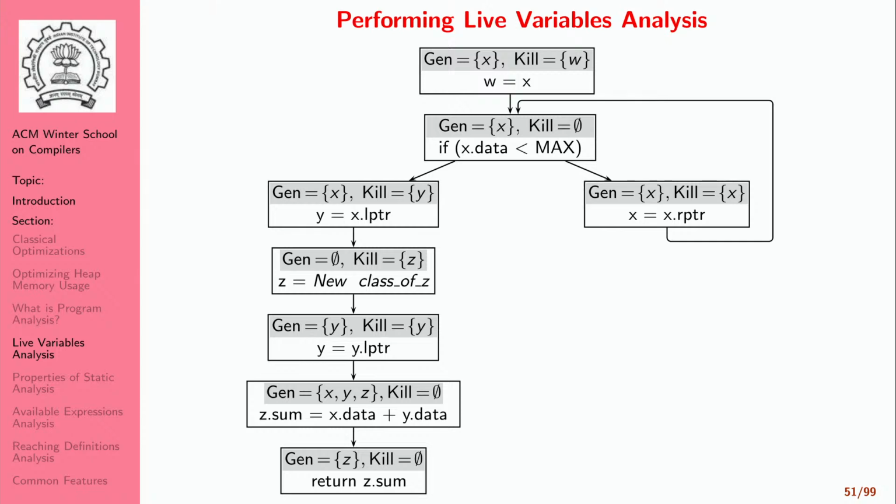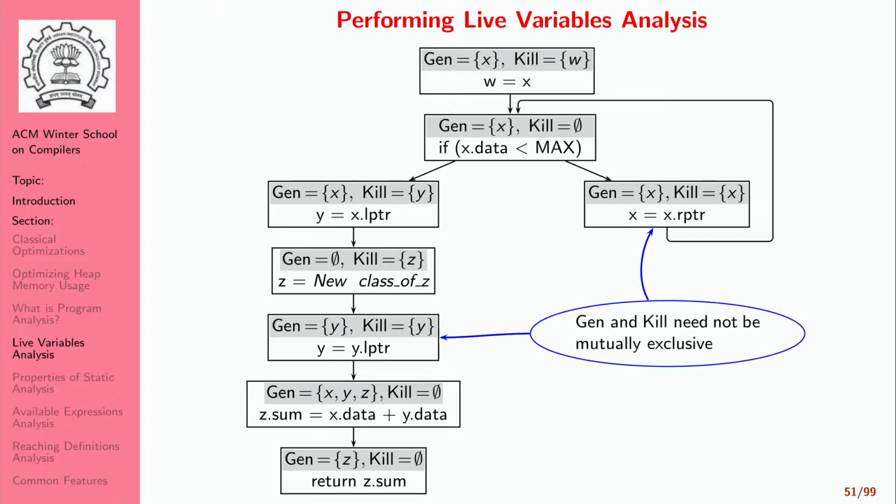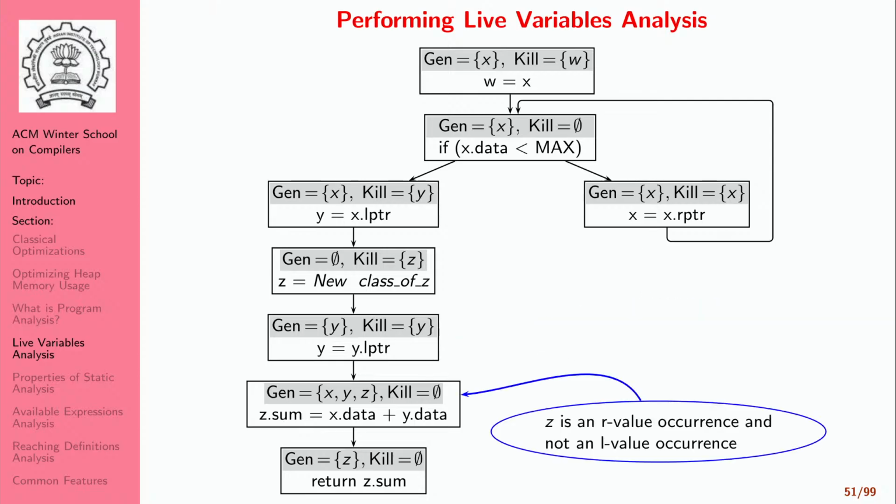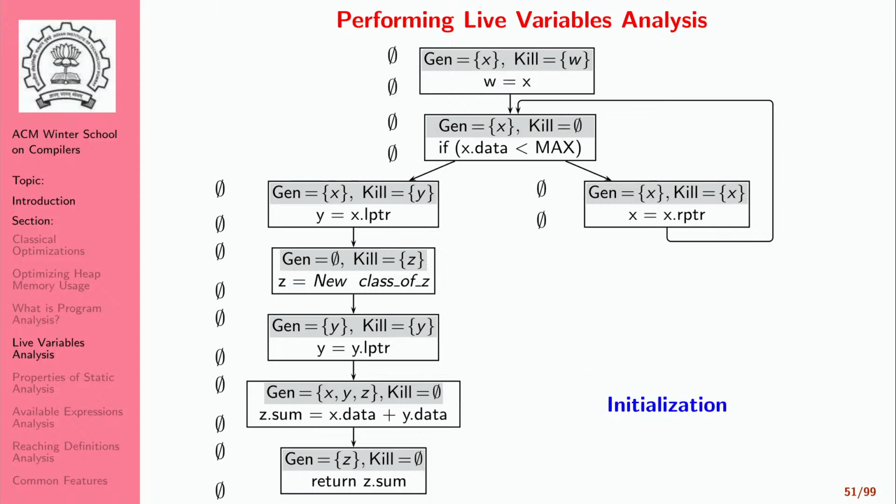Okay. So here in this statement, we have liveness of X generated, liveness of X being killed. Right? Here we have liveness of X being generated, and in the first statement, liveness of X is generated and the liveness of Z is being killed. Now I can perform the computation. Here I said gen and kill need not be mutually exclusive. Here Z is an R value occurrence, and I initialize everything with empty set, and now I start computing.